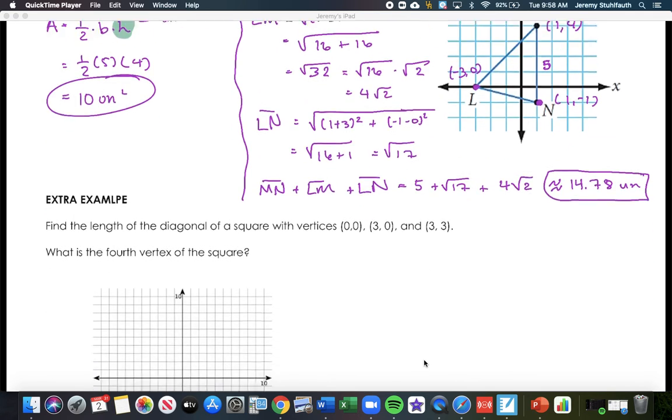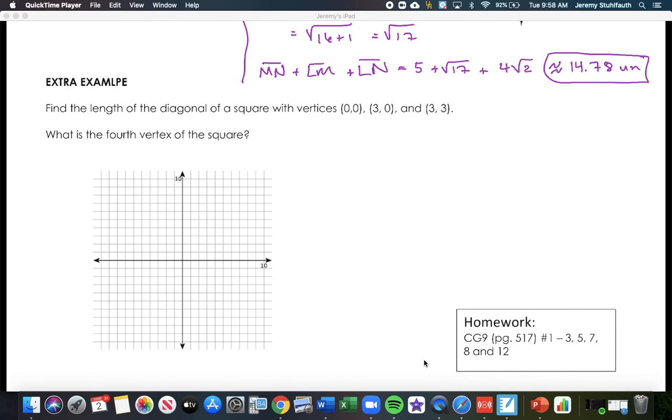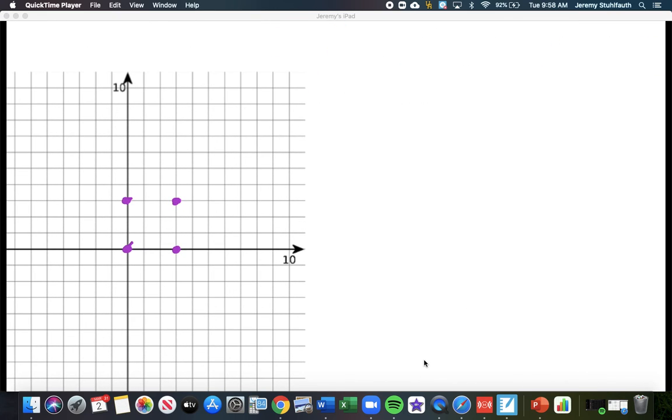And then our final example says find the length of the diagonal of a square with vertices 0, 0, 3, 0, 3, 3. And so you see what is the fourth vertex of the square. The fourth vertex of the square is going to be 0, 3. And then we want to know the distance from this point to this point. We want to know a diagonal of the square.